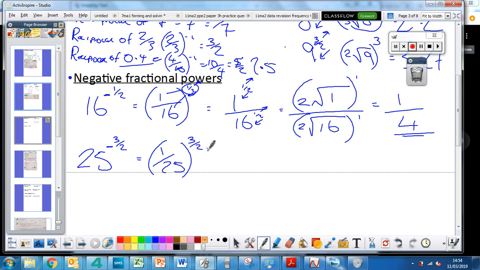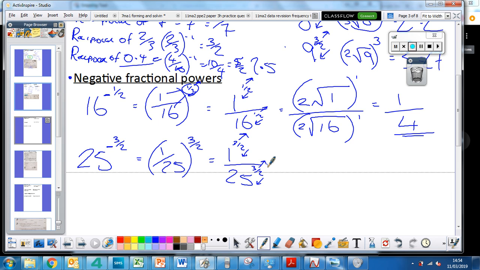First step, 1 mark. Next step, we know that this power that's operating on the fraction operates on the numerator, so that's 1 to the 3 over 2, and it also acts on the denominator, that's 25 to the 3 over 2. Our final thing now is to deal with those fractional indices. We know that the denominator of the power comes down to be the root and that the numerator goes up to be the power.